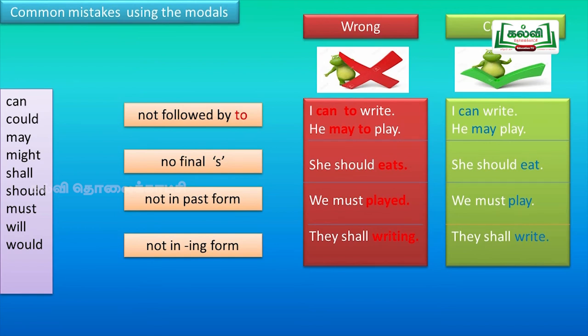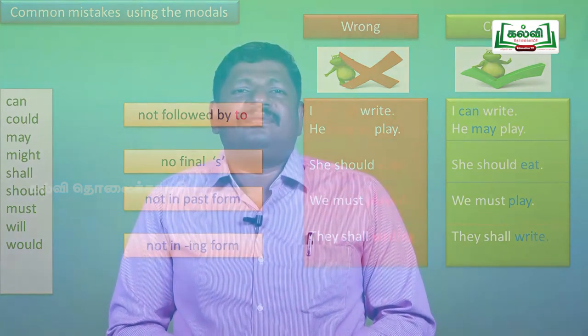Coming to the next one, not in ing form. So like the past form, a modal should not be followed by an ing form of verb. They shall writing is wrong. So the correct way of expressing is they shall write. Okay, students. These are some of the common mistakes we commit while using the modal auxiliary verbs.